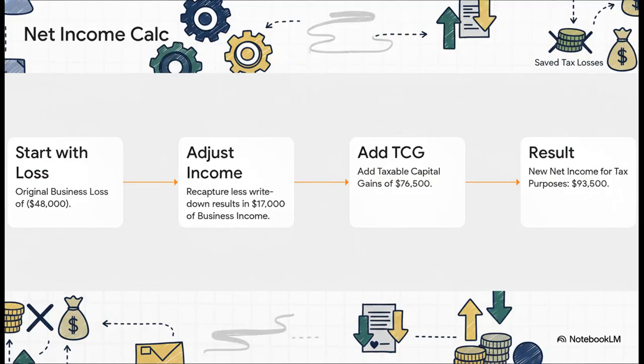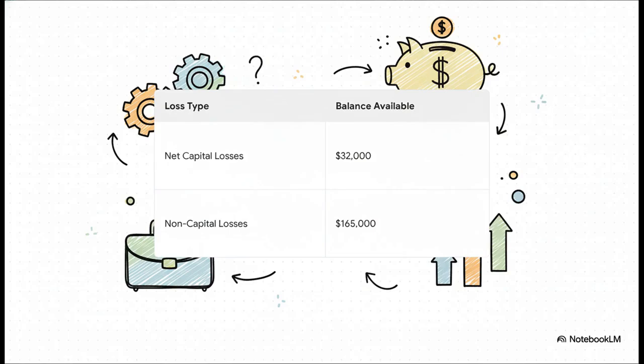So let's put it all together. The company started with a $48,000 business loss. We then factor in our adjustments, the recapture income minus that mandatory write-down, which actually flips the company into a small business profit. Then we add the capital gains we created, bringing us to a net income for tax purposes of $93,500. And why did we go through all that work to create $93,000 in income?